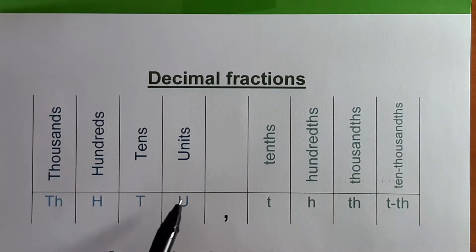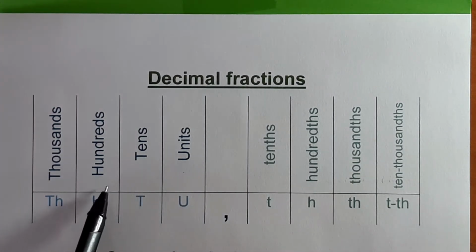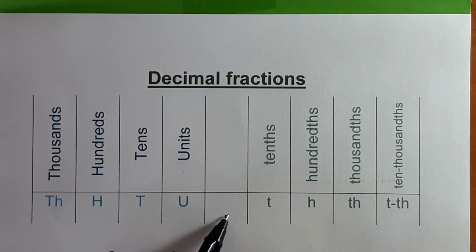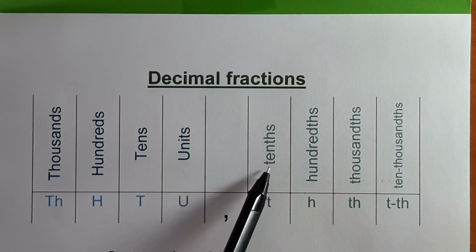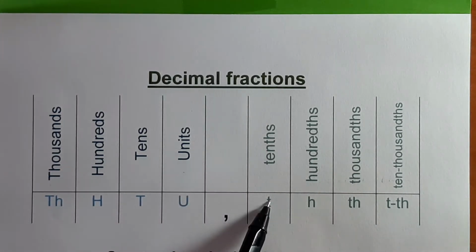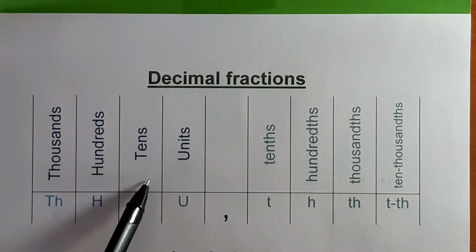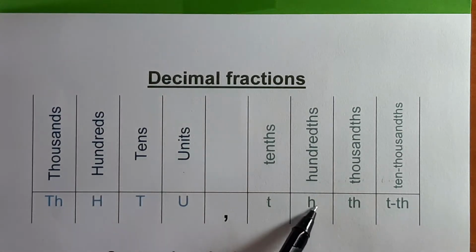So your places in front of the comma are the units, tens, hundreds, thousands. Then you get your decimal comma. In South Africa, we talk about the decimal comma, not the decimal point. Tenths, and just look at this. Tenths is the first place behind the comma, and in front of the comma, the tens is the second place in front of the comma. Then you get your hundreds.